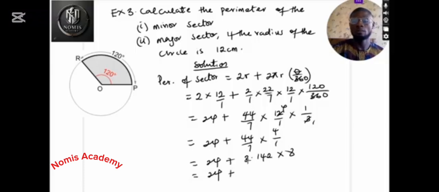24 plus, now 3.142 multiplied by 8, 8 times 2 should give me 16, 8 times 4, 32 plus 1, 33, 8 times 1 is 8 plus 3, that is 11, so I write 1 and keep 1, 8 times 3 is 24 plus 1, 25, so the addition of 24 and 25.136 is 49.136, so the perimeter of the minor sector of this is 49.136 centimeter. So let's calculate for the major sector.